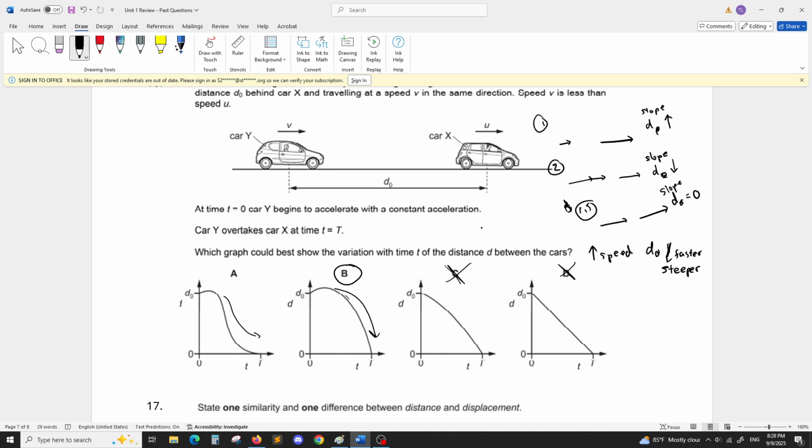Yeah, because this actually is getting steeper in terms of like, oh, it's getting more negative. While in this case for A, it is actually becoming 0, which is not what we want. We want it to increase even more.